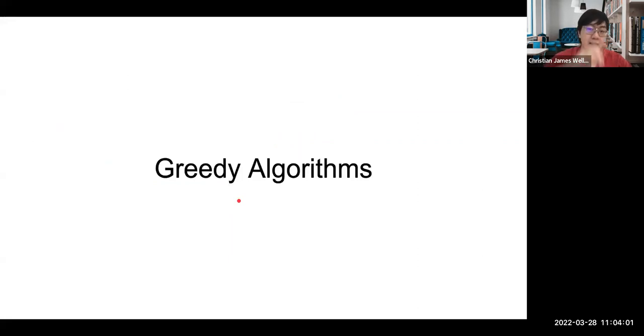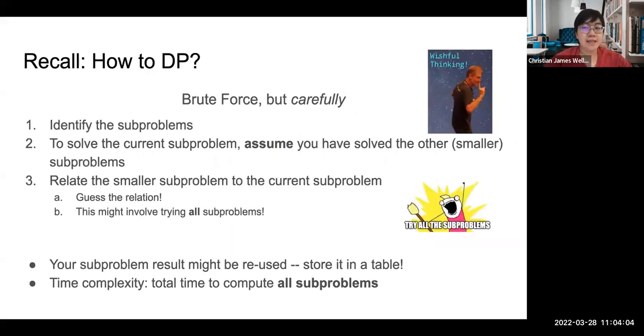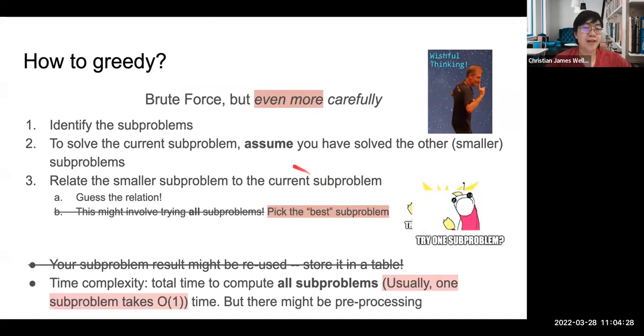Okay, so greedy algorithms, again, are quite related to dynamic programming, which we talked about last week. So dynamic programming last week, we said that we try to brute force, but carefully. And then we try all the sub problems. You remember the triangle we had last week? We tried a lot of triangles before making a conclusion, right? So this was dynamic programming last week. So today we'll be talking about greedy algorithms, where we do kind of the same thing. We try to do a bit more brute force, but even more carefully.